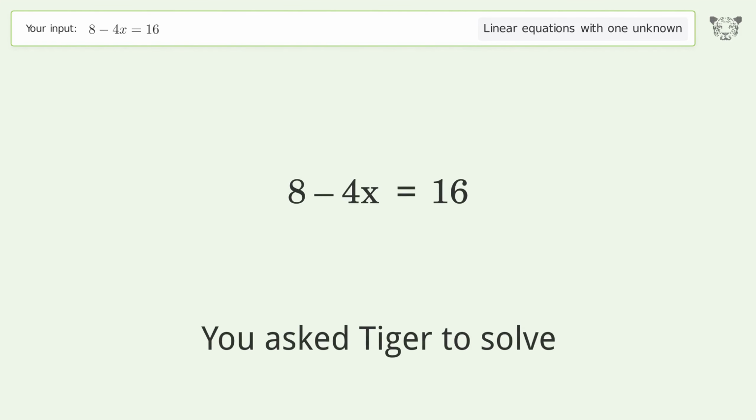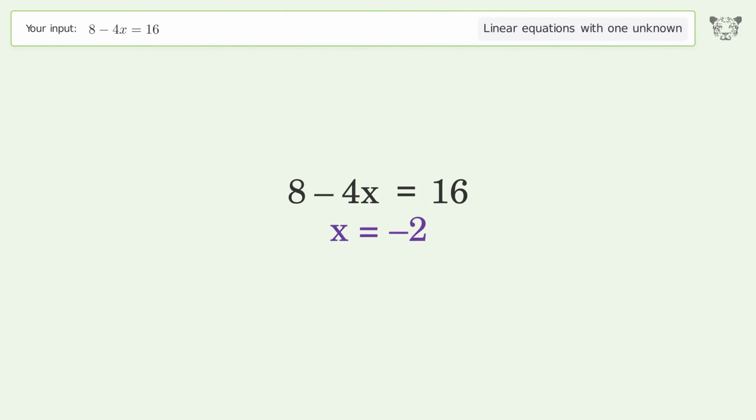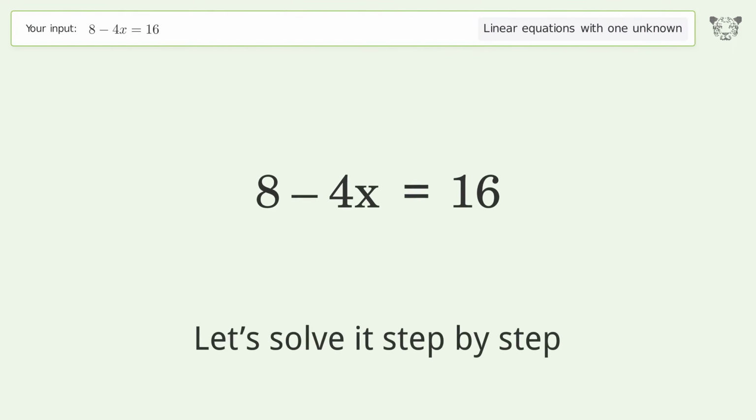You ask Tiger to solve this. This deals with linear equations with one unknown. The final result is x equals negative 2. Let's solve it step by step.